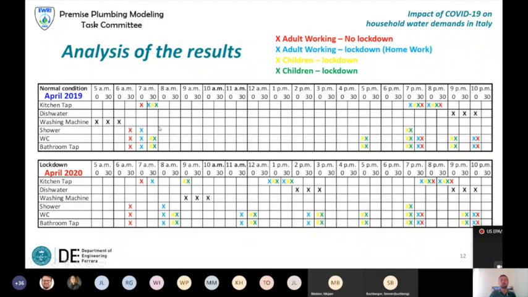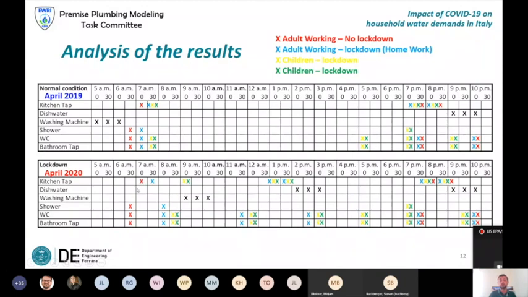At 8, all the members of the family have to leave the house to go to work or to go to school, and they clearly do not use water during the morning or in the early afternoon, and they start once again using water during the late afternoon or in the evening.